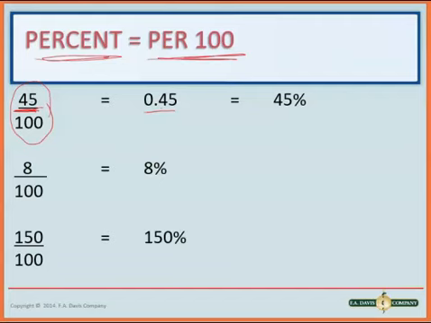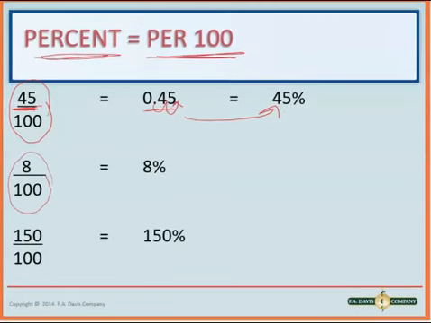Okay, now we want to convert this 45 to a percentage. So how do we get 0.45 to a percentage? Well, we have to move our decimal. We're going to move it 2 spaces to the right, and we're going to end up with 45%. In this next example, they give us 8 over 100, and they give us the percentage instead of the decimal, so we have to find the decimal.